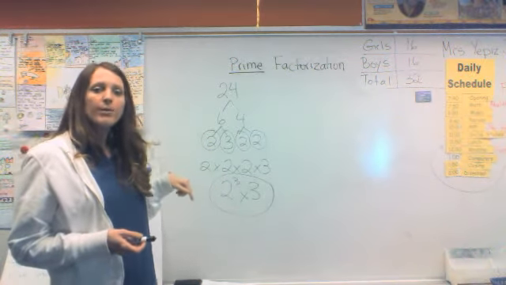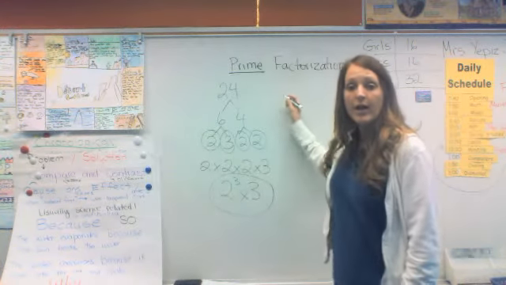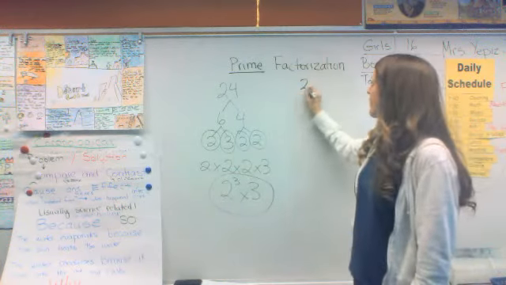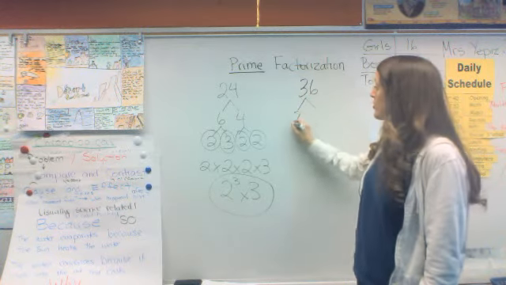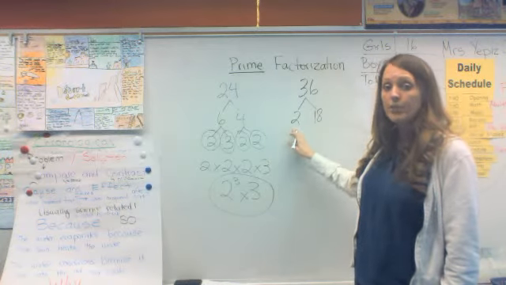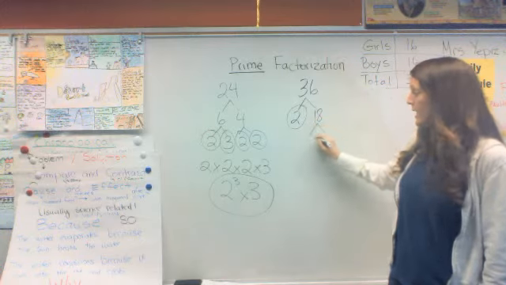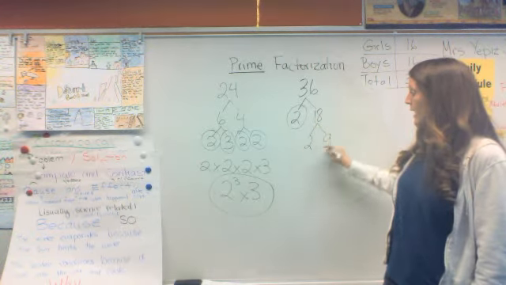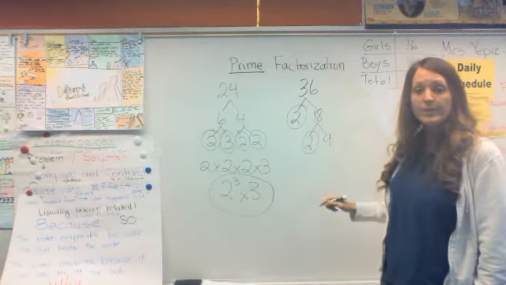I'm going to go a little bit more quickly through another example. Let's try 36. I'm going to break that into 2 and 18. I see a prime number. I'm going to circle it right away so that I don't forget. 18 can break into 2 and 9. I see a prime number. I'm going to circle it right away so I don't forget.